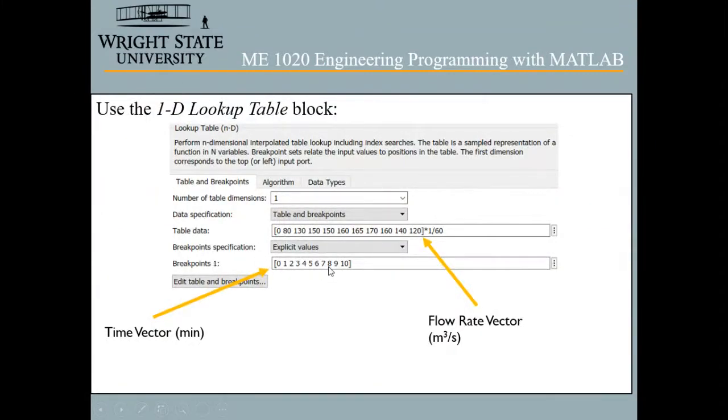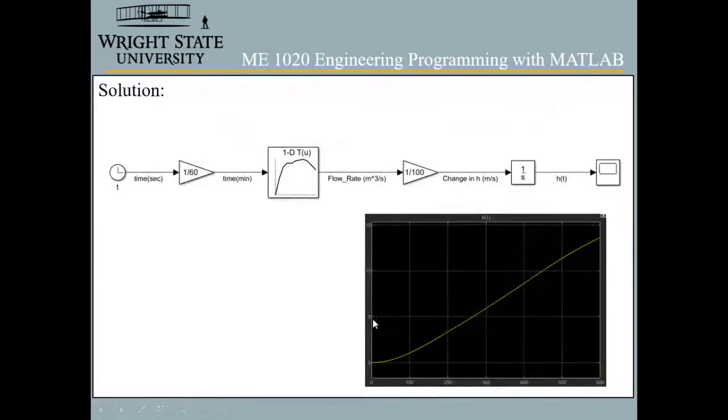The difference is that breakpoints is the x vector, and then the table data is the table that you look up, that you interpolate. In this case, I need to put time as the breakpoints vector, and then I'm going to output a flow rate, in this case in meters cubed per second. Then I'm going to input the time into that lookup table block. I'll show you. And the output is going to be in meters cubed per second.